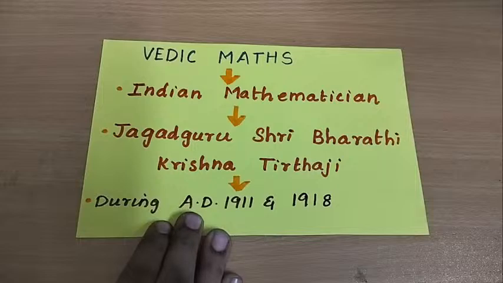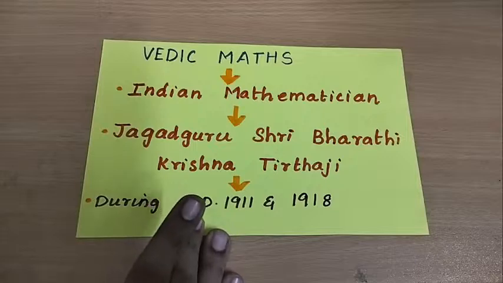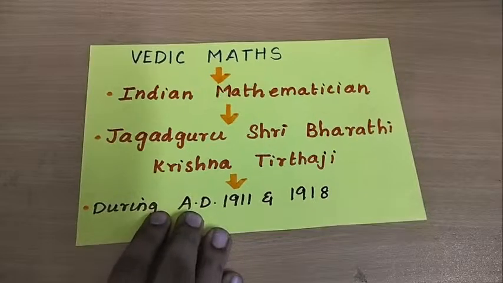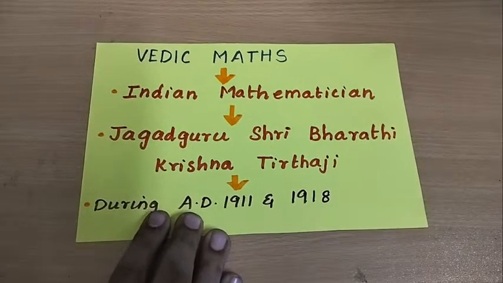I told you Vedic maths is a system of mathematics which was discovered by an Indian mathematician. His name is Jagat Guru Shri Bharati Krishna Tirthaji. He launched this during AD 1911 and 1918.